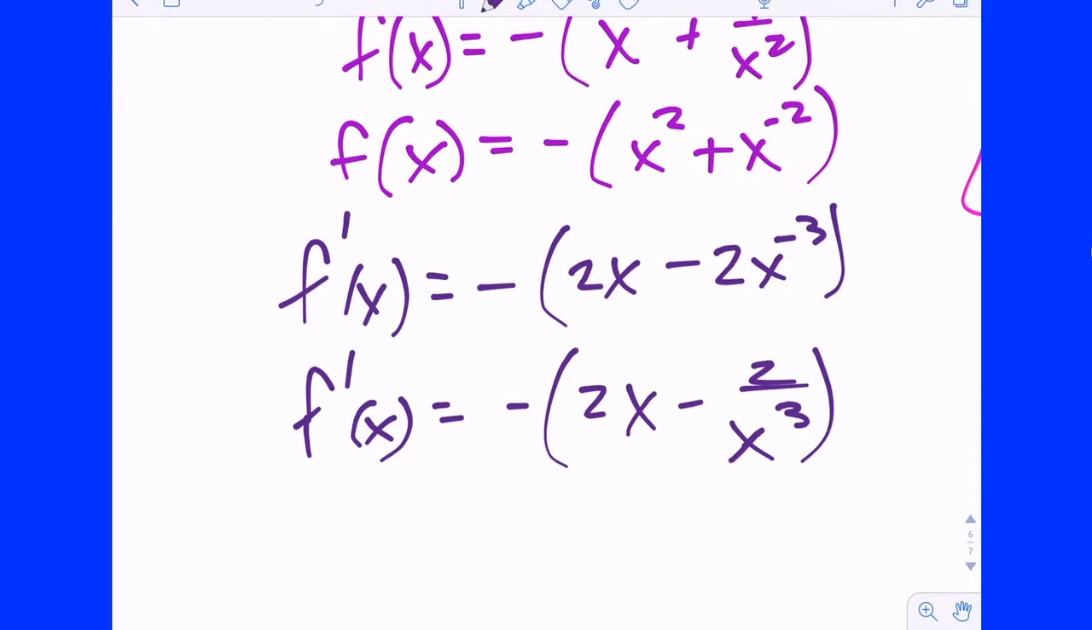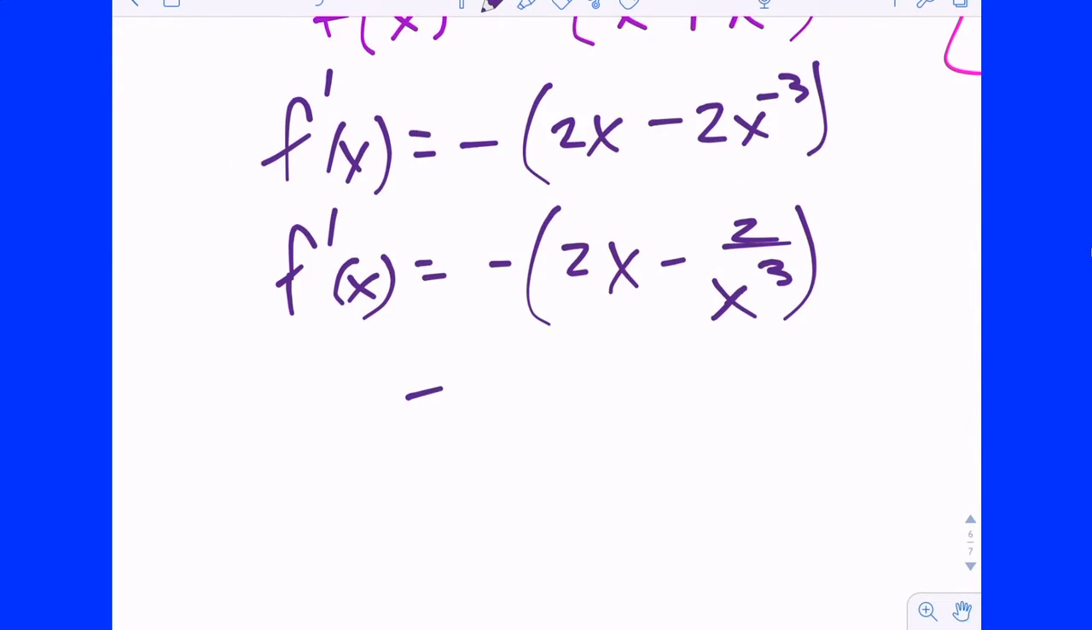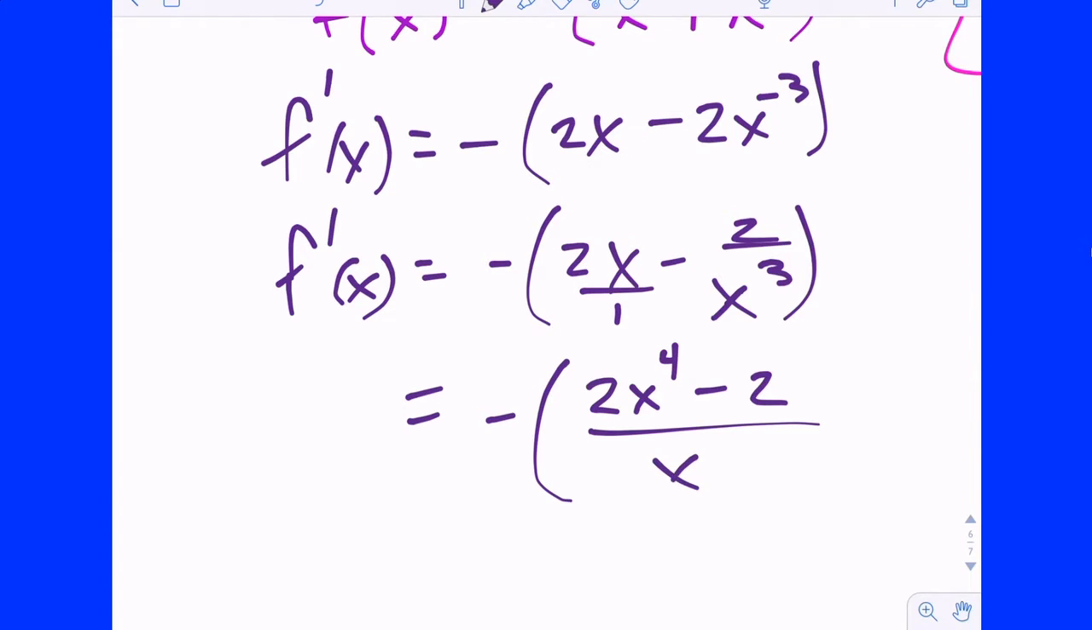I still would highly recommend, if you have at least one term that's a fraction, make it all into one single fraction. It's going to be a lot easier. So now we need a common denominator. Or you could have factored out least powers. What's the common denominator? X cubed. So if you multiply this first term inside by x cubed over x cubed, you get 2x to the 4th minus 2 all over x cubed.